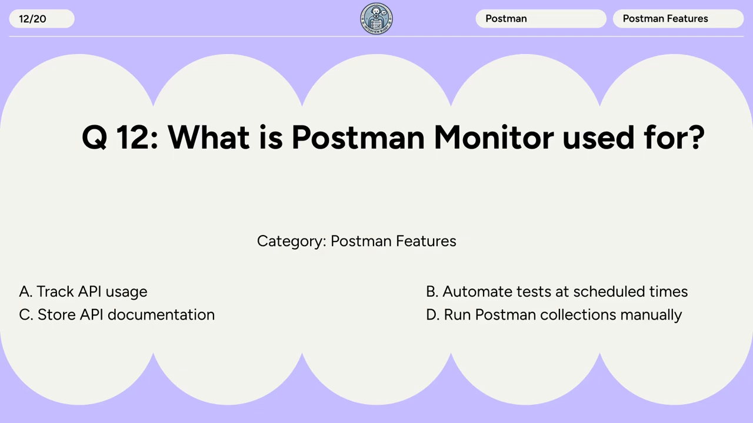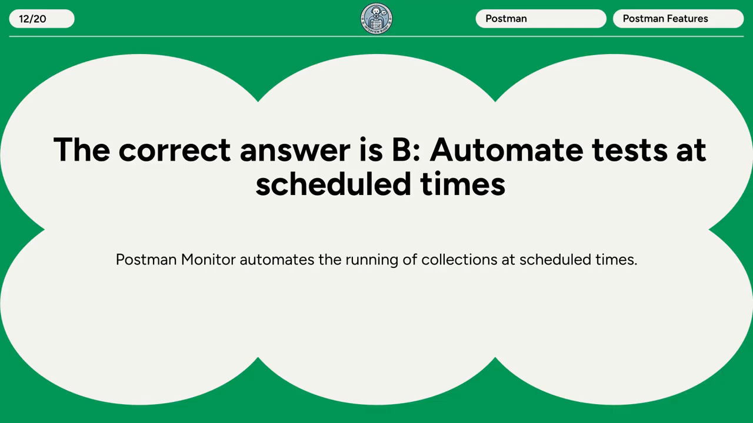Question 12. What is Postman Monitor used for? A. Track API usage. B. Automate tests at scheduled times. C. Store API documentation. D. Run Postman collections manually. The correct answer is B. Automate tests at scheduled times. Postman Monitor automates the running of collections at scheduled times.